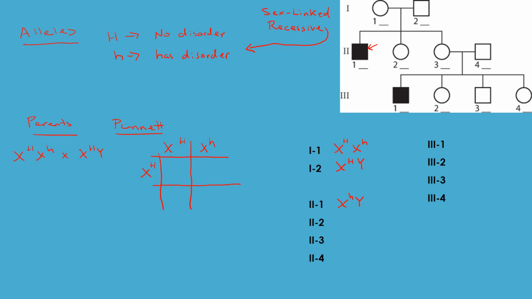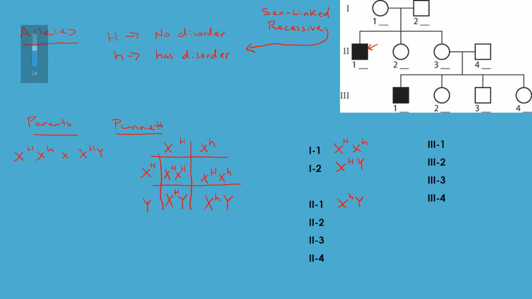All right, carrier female and unaffected male. Let's see their offspring. Okay, unaffected female. Unaffected but carrier female. Unaffected male. Affected male. All right, so there is our affected male right there.